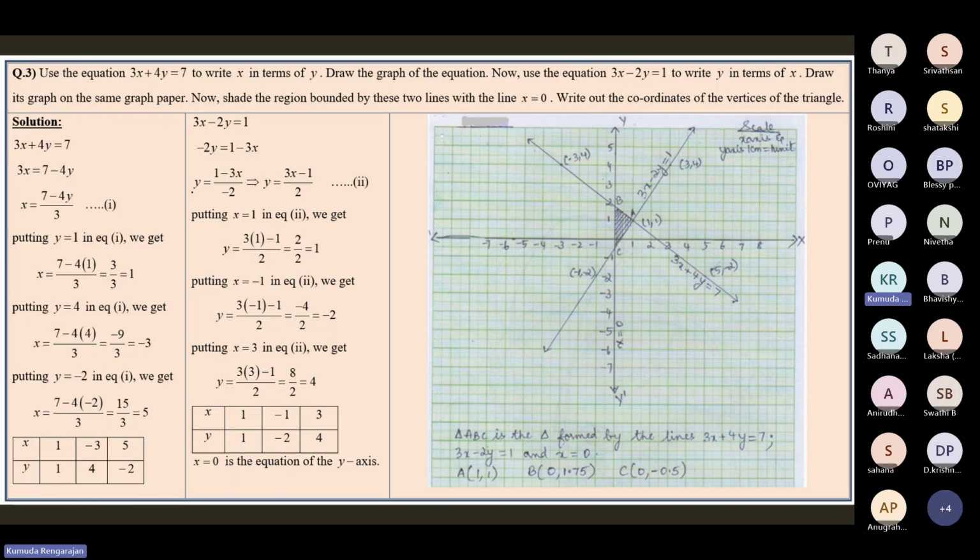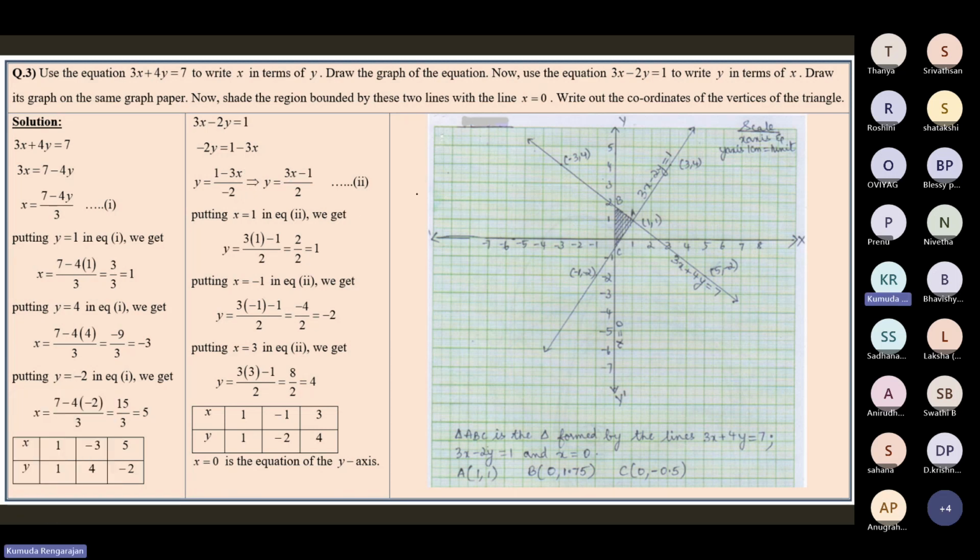I'll tell you what I have done here. So when this minus 2 comes to the other side, it comes for division. So y is equal to 1 minus 3x by minus 2. So here what I've done is I've changed the signs in the numerator and in the denominator. See, whatever you do, you should do it in both the numerator and the denominator, or both in the LHS and the RHS. So I've written 1 as minus 1, minus 3x as plus 3x, and minus 2 as plus 2.